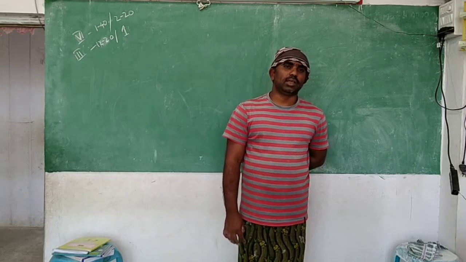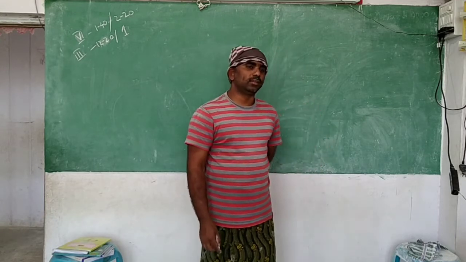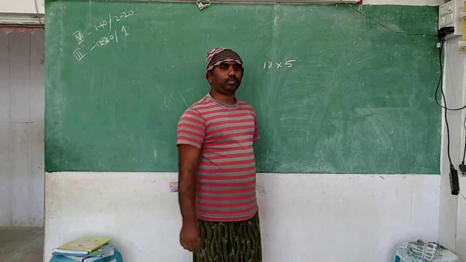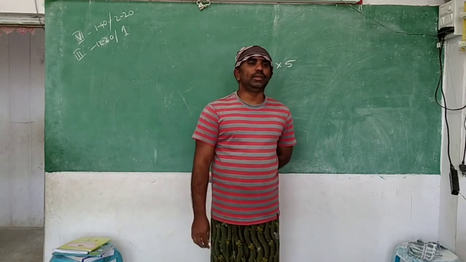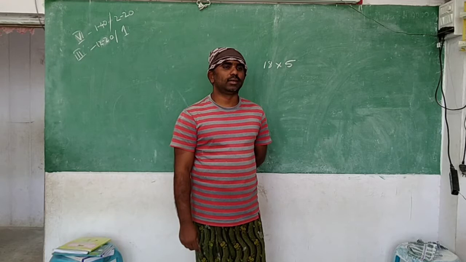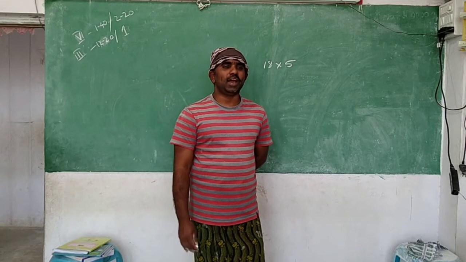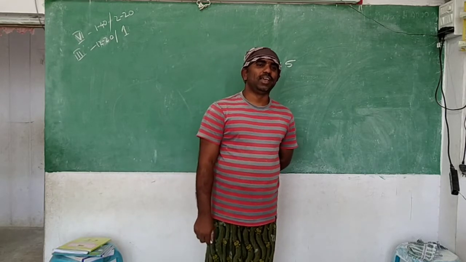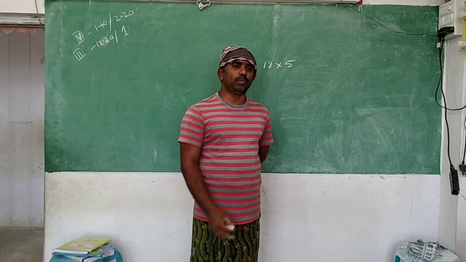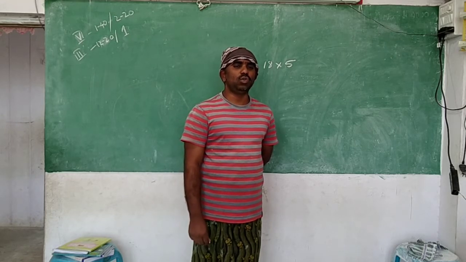So then after, if there are numbers more than 10, suppose 18 into 5 I want to find. How do you do that? You don't know the 18 table. Then how do you do the 18 fives? I will do one thing. You know the small tables, but you don't know the big tables, no? By using the small tables only, you can find this. You watch it.